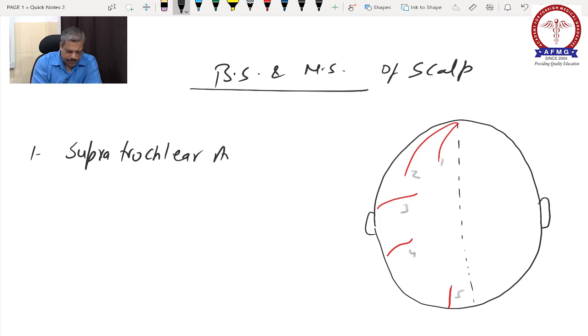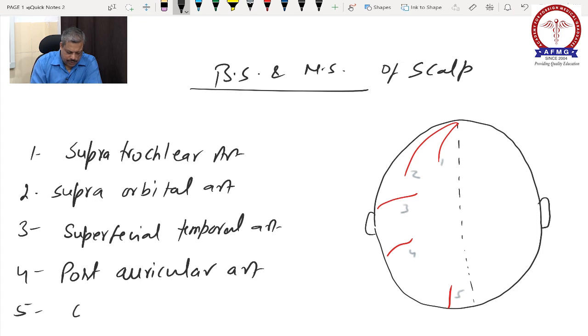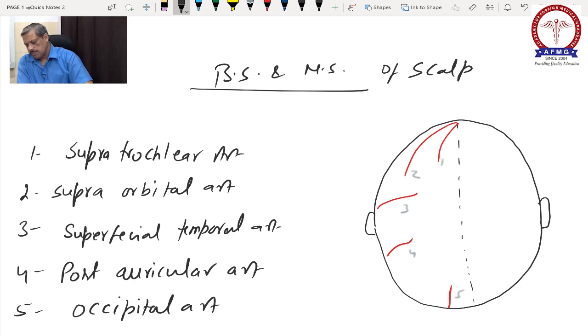Number 1 is the supratrochlear artery. Number 2 is the supraorbital artery. Number 3 is the superficial temporal artery. Number 4 is the posterior auricular artery. Number 5 is the occipital artery. Clear? So each half of the scalp is supplied by 5 arteries. It means there are a total of 10 arteries supplying the scalp.